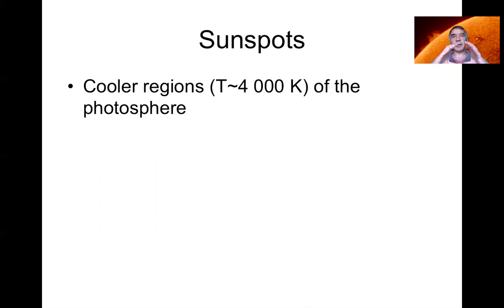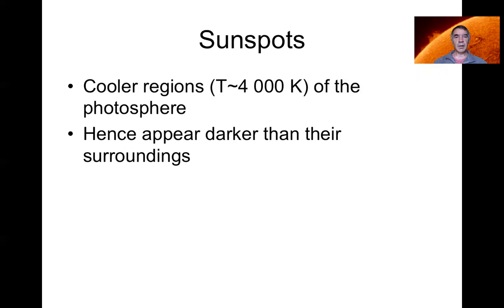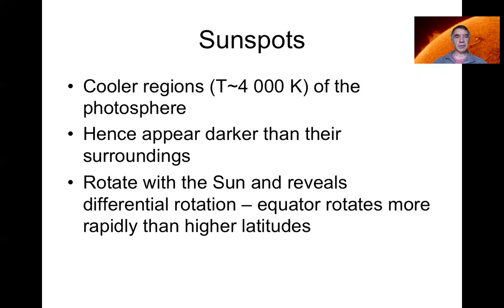So it's really a contrast issue. If you could see a sunspot by itself against the black backdrop of space, it would still be shining very, very brightly, because 4,000 Kelvin is still very hot. But because it's a couple of thousand degrees cooler than the surrounding regions, the visible contrast just makes it appear dark. So that's the explanation there.